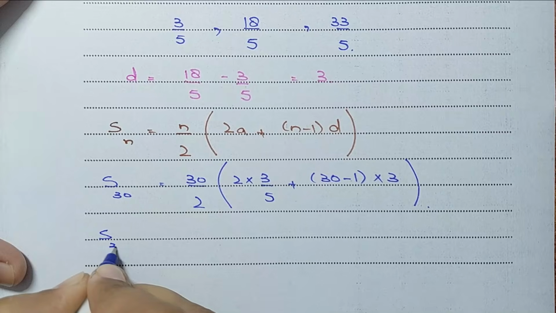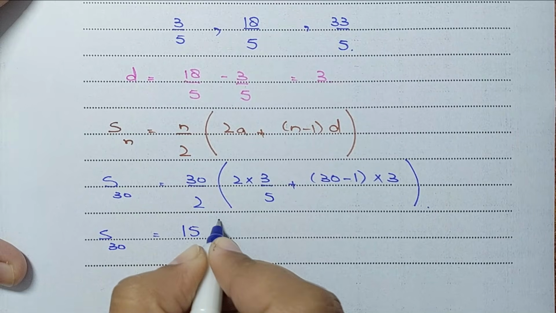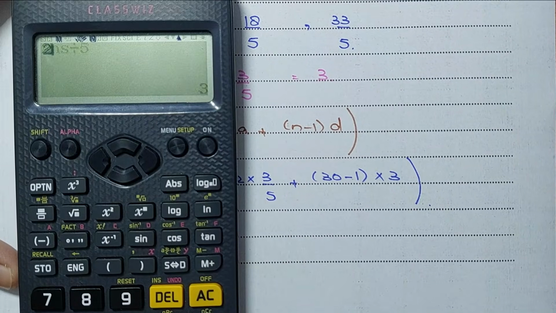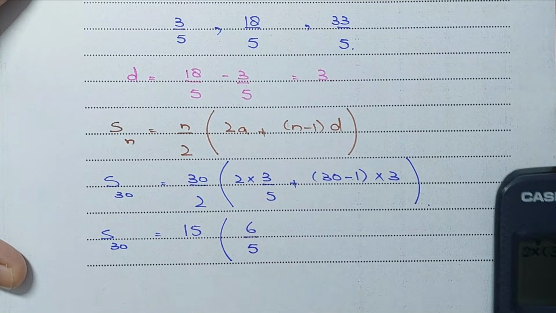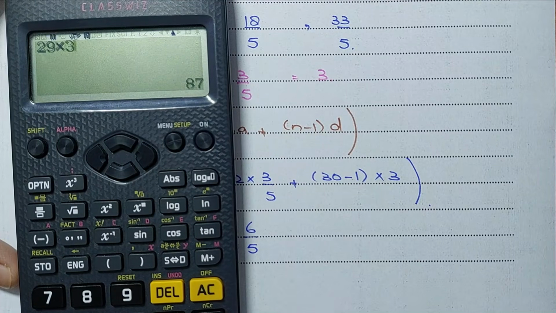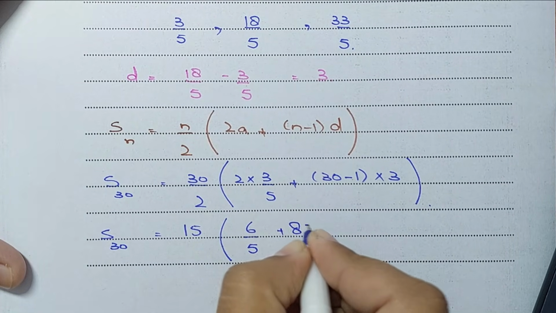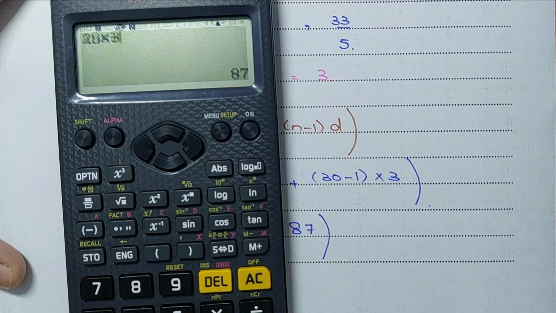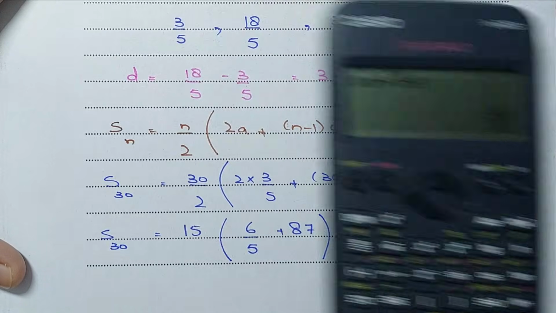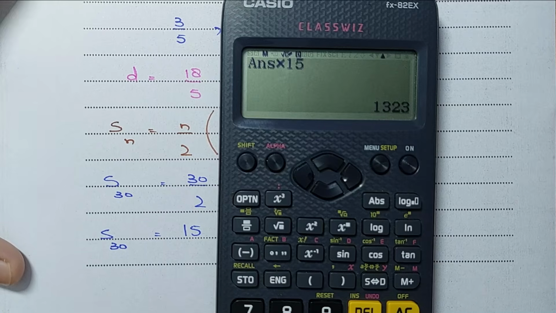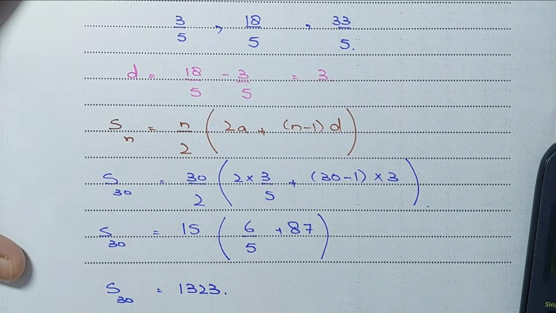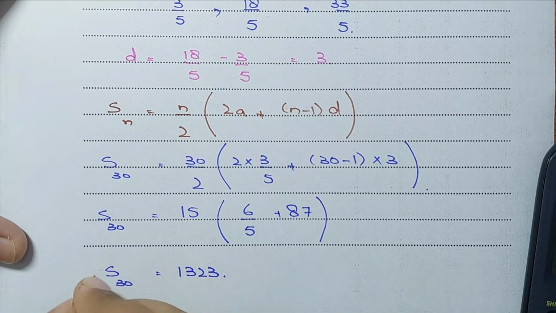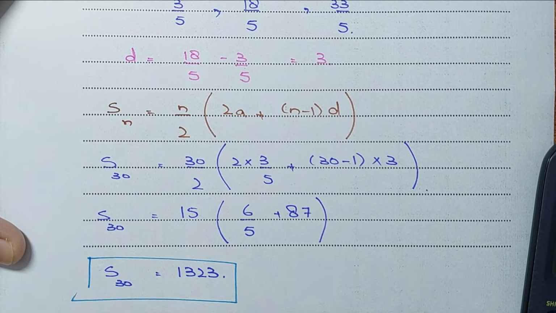Okay. So S30 is 2 times 15 is 30. 2 times 3 by 5 is 6 over 5. 30 minus 1 is 29 times 3 is 87 plus 87. Okay, 87 added with 6 over 5 is 1, and multiplying by 15 is 1323. So S30 is 1323. This is the sum of the first 30 terms of that arithmetic progression.